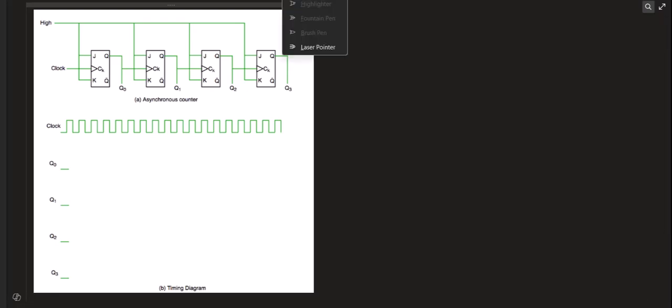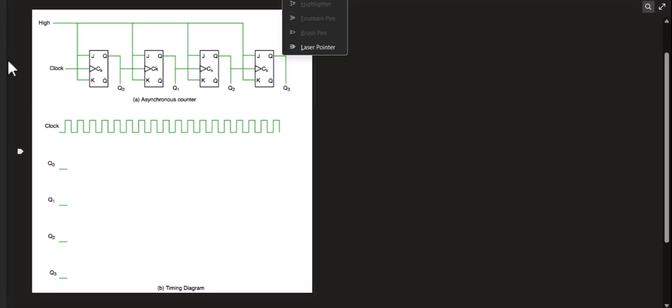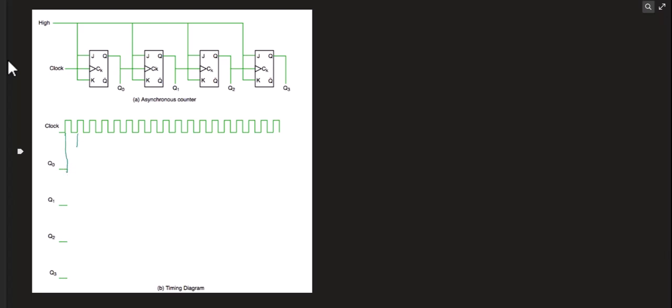So where are the positive edges of the clock for Q0? So for the first flip-flop, where do I have a positive edge? Anytime it goes from 0 to 1? Anytime it goes from 0 to 1. So it'll be all of these.